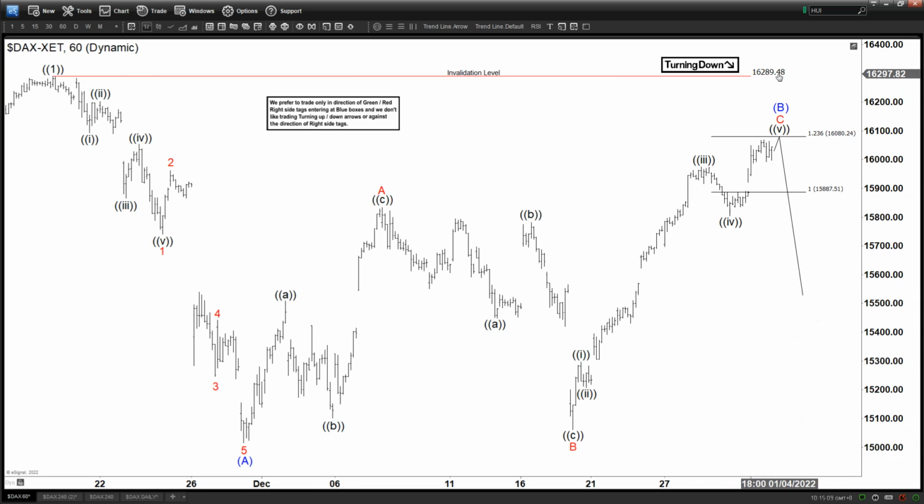As long as we stay below 1689, this is what we expect. We can see at least a 3-ish pullback to correct this 5 waves, if not doing a selloff on the downside. Now, what will be the alternate if it breaks above 1689?